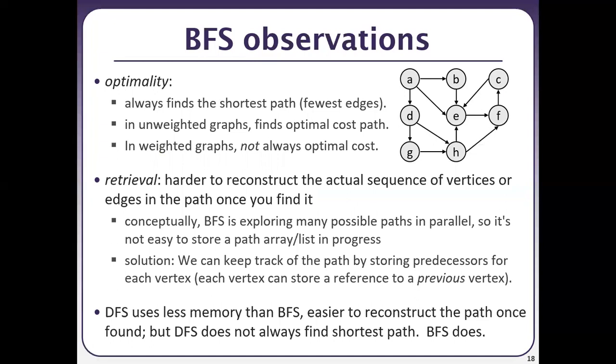In BFS, it will find the shortest path. If it is an unweighted graph, it will find a minimum cost path. If it is a weighted graph, it won't always be the minimum. So in BFS, it is exploring many possible paths in parallel. So it is not easy to store a path in progress. The solution for this is we can backtrack by storing predecessors for each vertex.